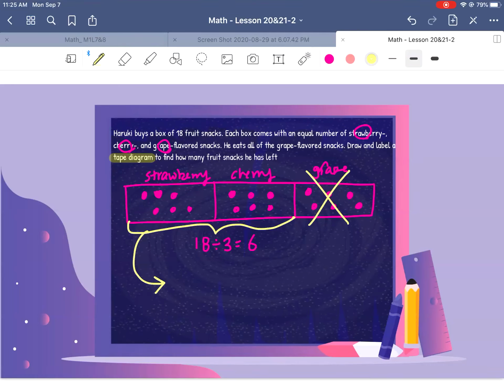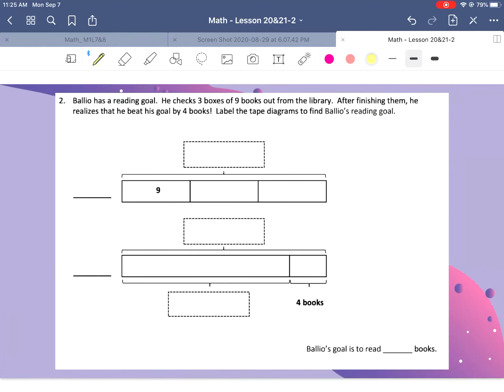So for this one, well, first you can just count the number of circles here, but I'm going to use multiplication. So there are 2 flavors left, and for each flavor he has 6 fruit snacks. So in total, he has 12 fruit snacks left. Let me go on to the next problem.